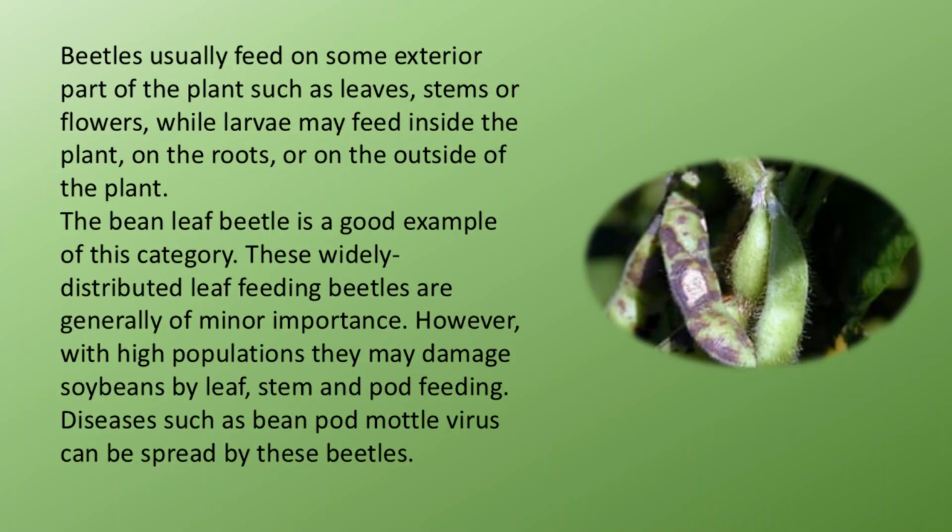Beetles usually feed on some exterior part of the plant, such as leaves, stems, or flowers, while larvae may feed inside the plant, on the roots, or on the outside of the plant. The bean leaf beetle is a good example of this category. These widely distributed leaf-feeding beetles are generally of minor importance. However, with high populations, they may damage soybeans by leaf, stem, and pod feeding. Diseases such as bean pod mottle virus can be spread by these beetles.